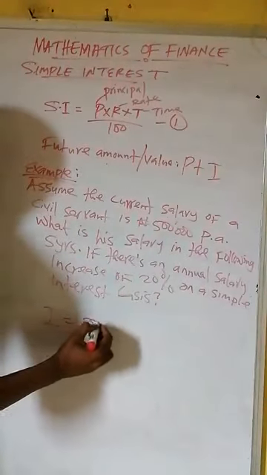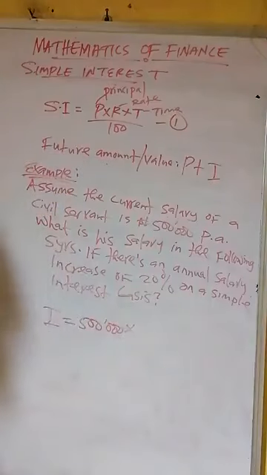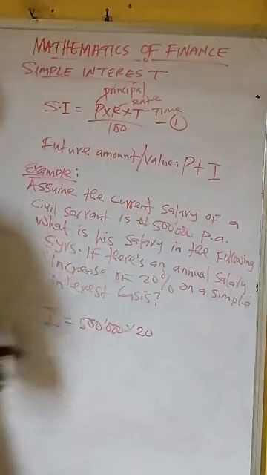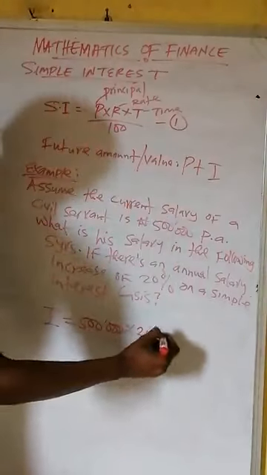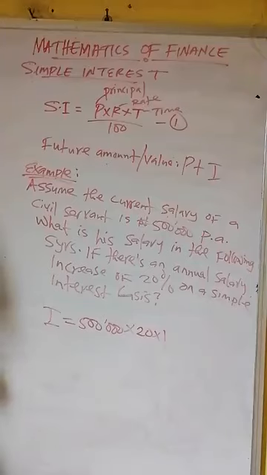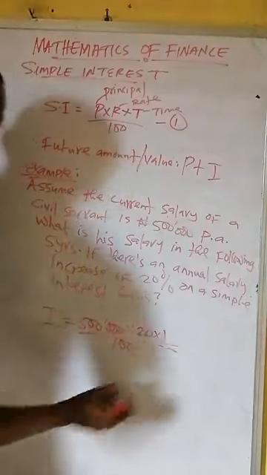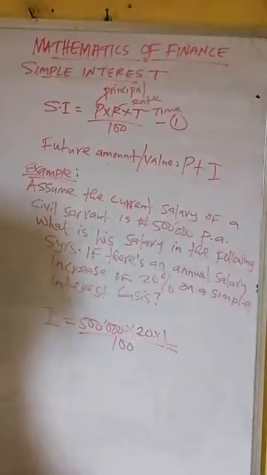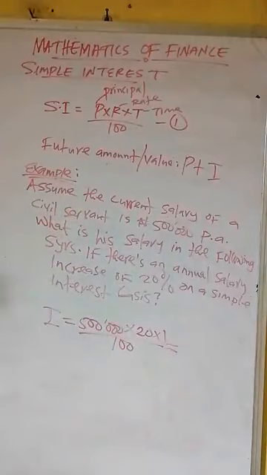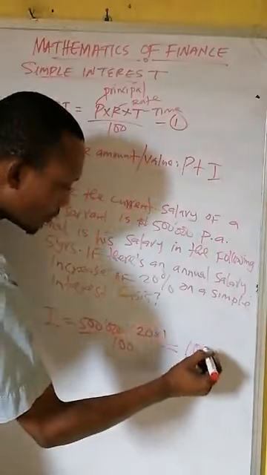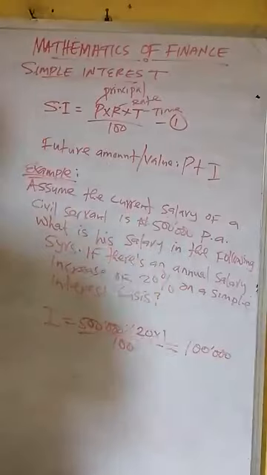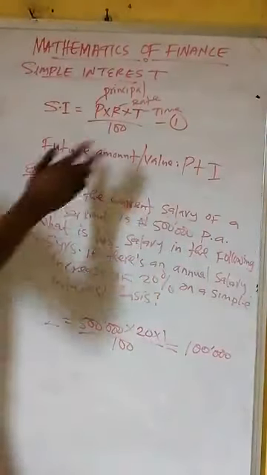What is the principal? That's 500, times the rate, which is 20. This percentage is over 100, times 1, so let's know the interest. So what do we have? 500 times 20, divided by 100. We have 100,000. Okay, that is the interest. Now, the future value will be the principal plus interest.